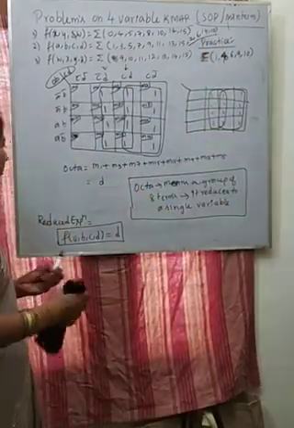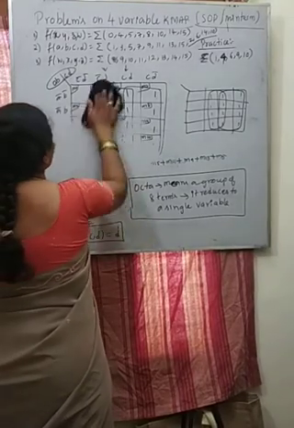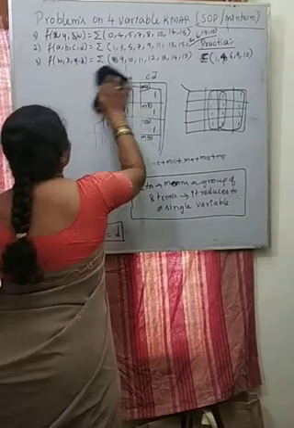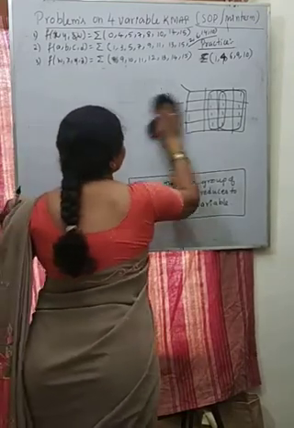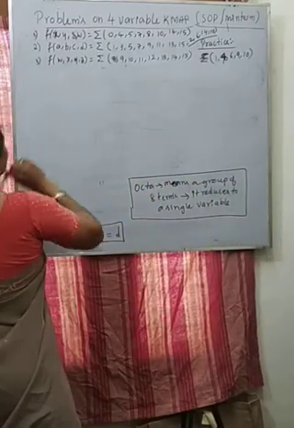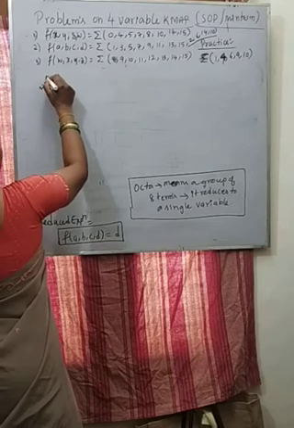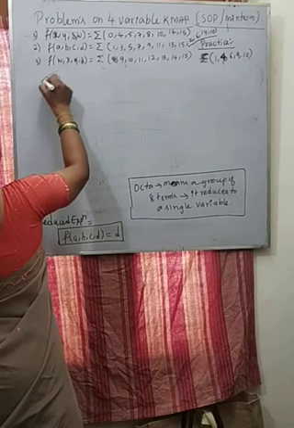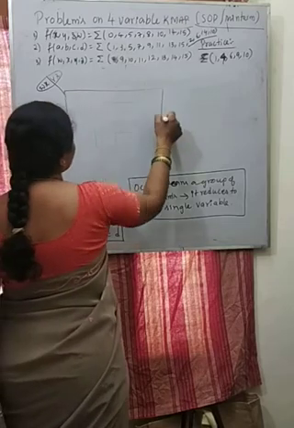Okay. Shall we move to the next one? Third one, that is your W, X, Y, Z. Draw the table for that.